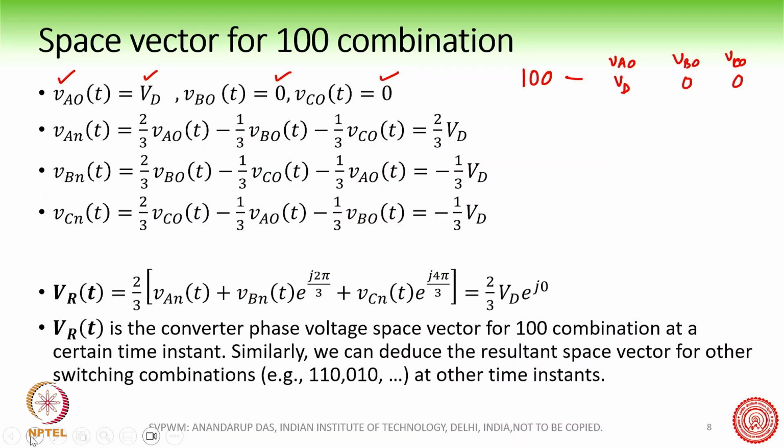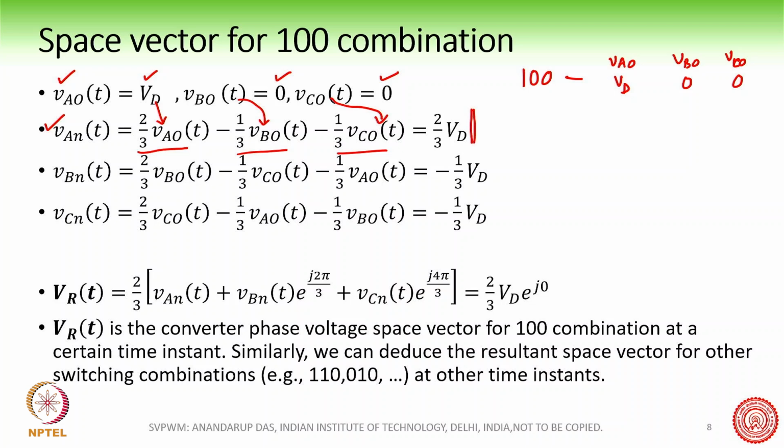Okay, now what is there for VAN? This is the converter phase voltage, A phase. We have derived in a previous lecture that it will be equal to 2/3 VAO minus 1/3 VBO minus 1/3 VCO. You have to recap from your previous lecture; this is the expression of VAN, the converter phase voltage. If you substitute the values of VBO and VCO here, then what you see is that VAN is 2/3 VD.